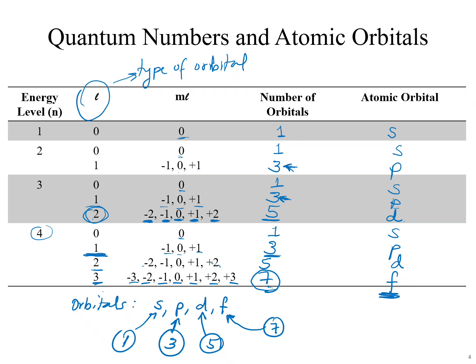So we have s orbitals in all 4 energy levels, and we have only one of those s orbitals in each energy level. We start having p orbitals on the second energy level, on the third, on the fourth. In all 3 energy levels containing p orbitals, we're going to have 3 of them. D orbitals, we have them for the first time on the third energy level. For the d orbitals on the third energy level and on the fourth energy level, we're going to have 5 of them. And then the very last one is the f orbitals, which we have on the fourth energy level, and we're going to have 7 of them.